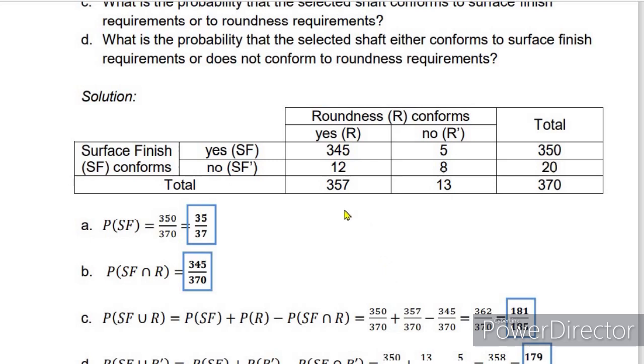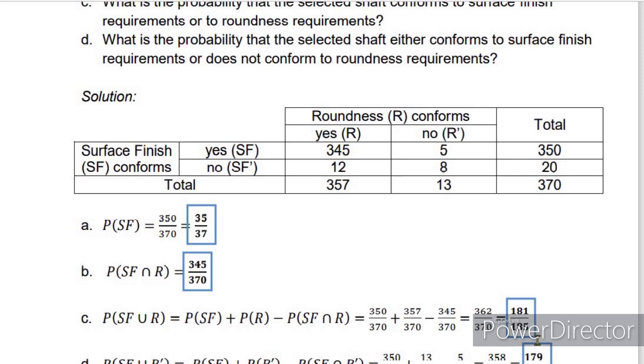How do we get that? Under roundness, under yes, the total is 357. That's why it is 357 over 370, because it is the total number of shops minus the intersection of surface finish and R. So we got that in letter B. We just copy it, 345 over 370. So adding and subtracting, we have 362 over 370.